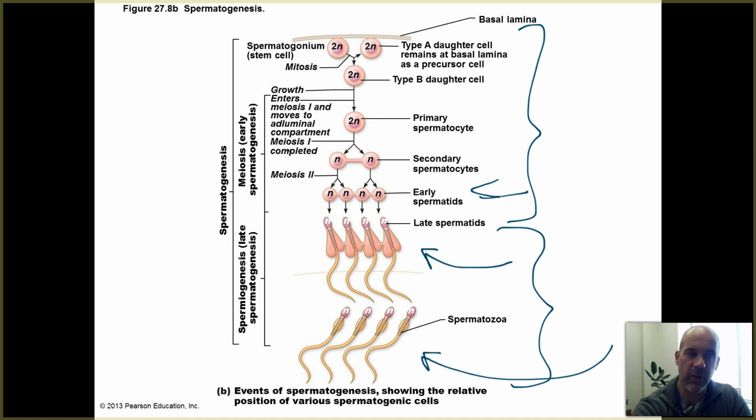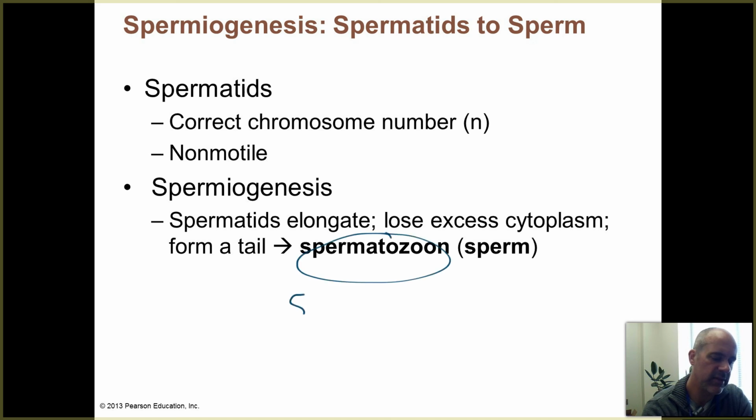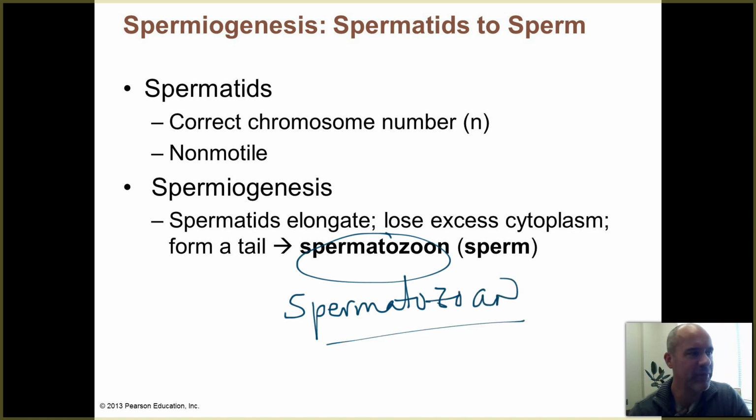The spermatozoa have all their sperm cell parts, but they're not fully functional. They're not good swimmers. They have to pass through the epididymis before they fully mature into good swimming sperm. I see a typo on this slide. That should be spermatozoan rather than zoon with two O's. Okay.